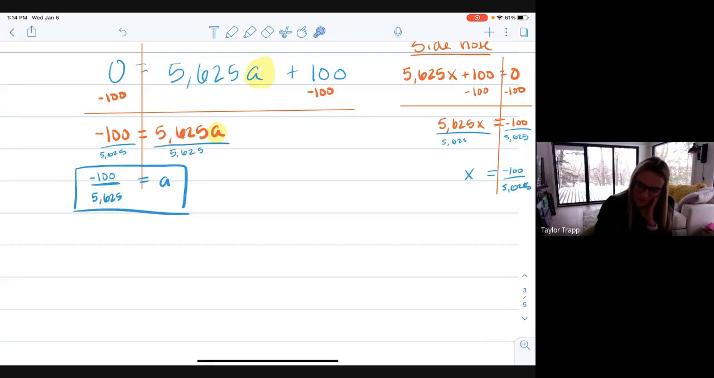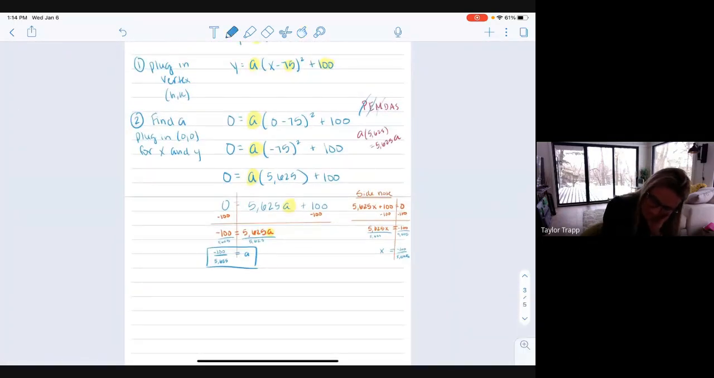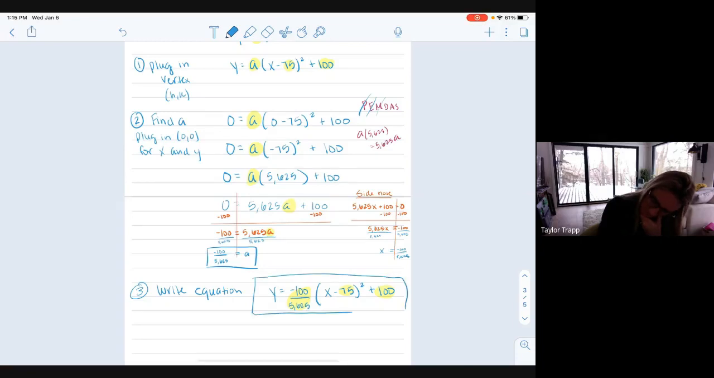Okay, so now we have a, we found it, and step 3 would be to write the equation. So now with all of our pieces, now that we know a is negative 100 over 5,625, y equals negative 100 over 5,625 times (x minus 75) squared plus 100. So we've got our a, our h, and our k. And there we go.